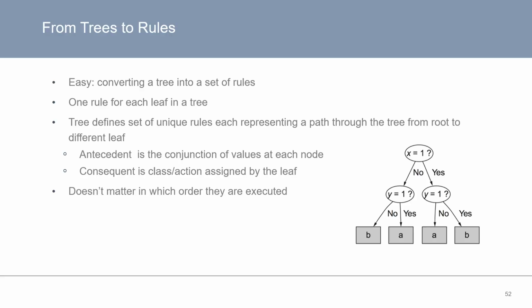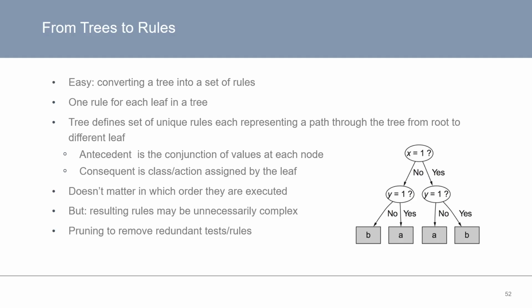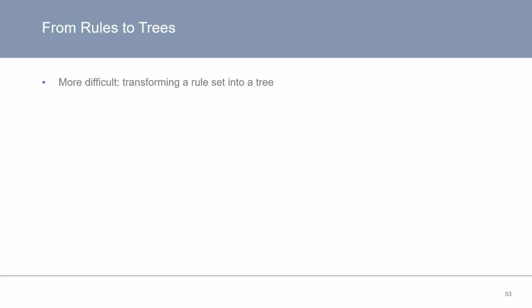One nice thing about the rules that you get from a tree is that it won't matter what order they're executed in. However, the resulting rule set that you get from decomposing a tree could be unnecessarily complex. In order to avoid this, you could prune a tree or a rule set to remove redundant tests or trees. But what about going from rules to trees? This is actually much more difficult.